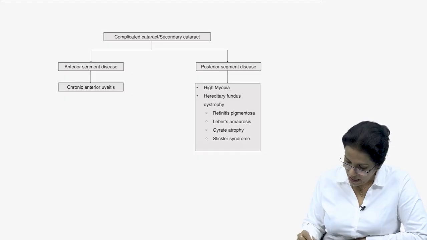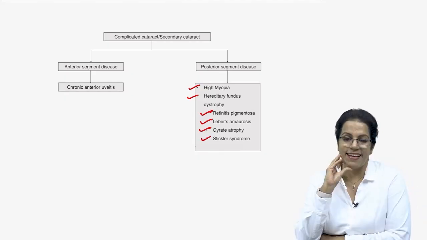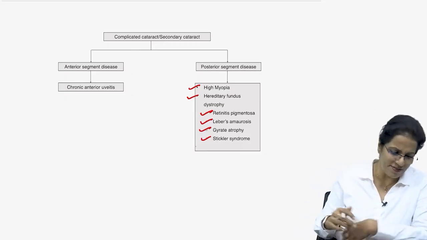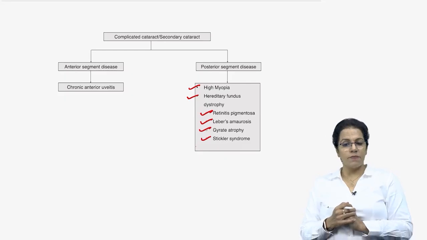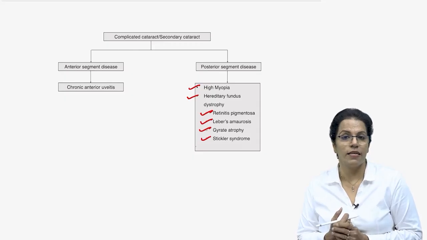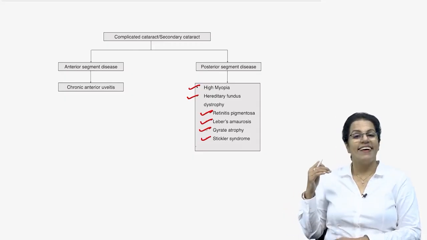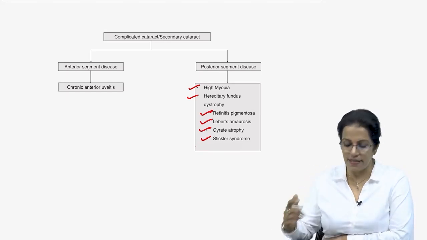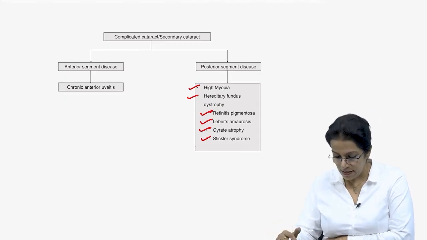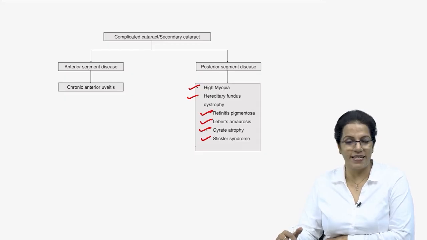It can be high myopia, or hereditary fundus dystrophies like retinitis pigmentosa, Leber's, gyrate atrophy and Stickler syndrome. These are some of the causes. We will talk about the most common and important ones. What is Stickler syndrome? If you don't remember, this is your collagen production disorder, and the most common ocular feature of Stickler is retinal detachment. We'll talk more in subluxation of lens as well. So these can be the causes of complicated cataract.